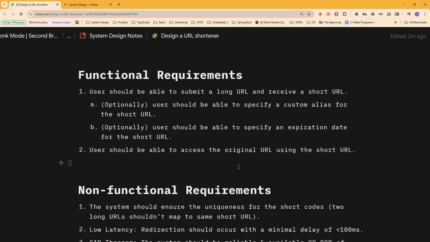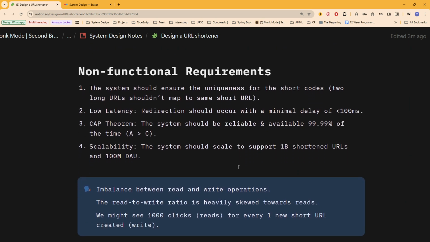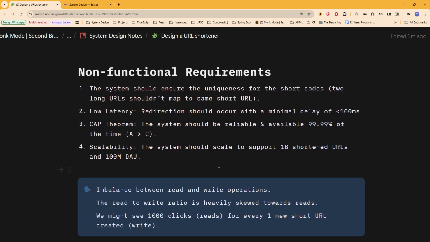Now let's take a look at the non-functional requirements. Whenever thinking of non-functional requirements, you should have 2-3 points handy, one of which is CAP theorem. One of the points for non-functional requirements can always be a discussion of CAP theorem. Others can be low latency, scalability, durability, security, and so on and so forth. So for this problem, let's take a look at the non-functional requirements.